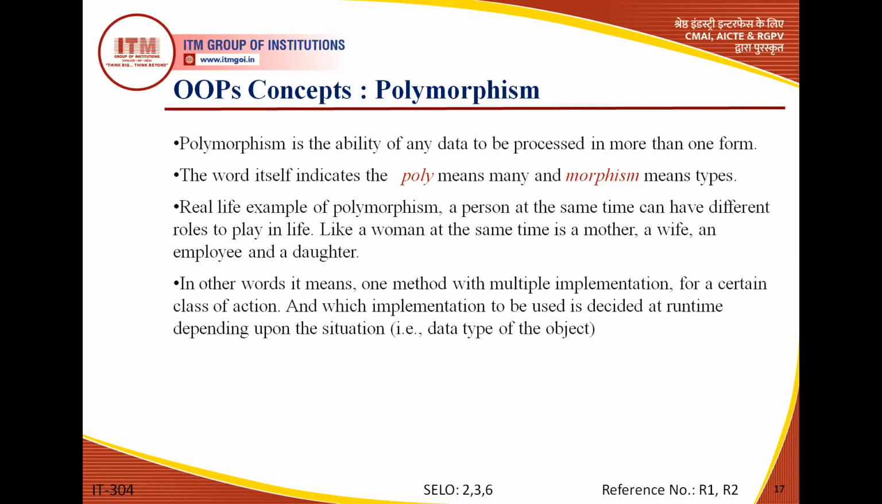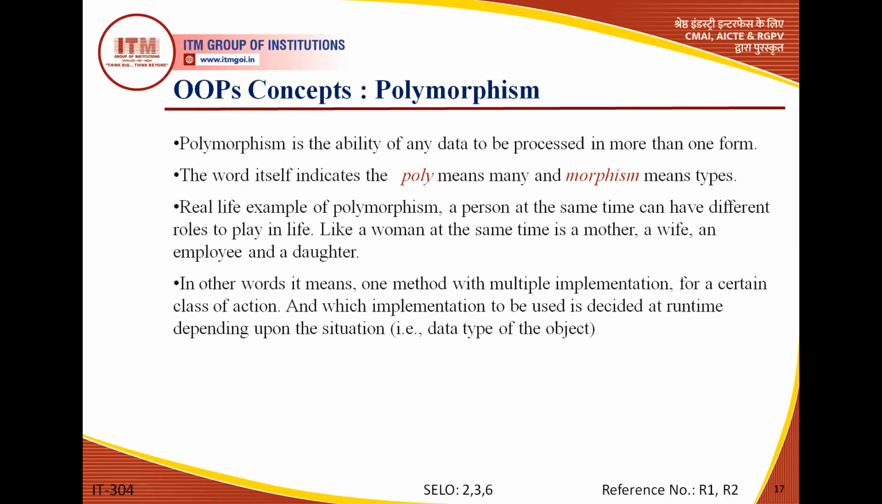You can take the real life example of polymorphism as the name of a person who at the same time can have different roles to play. I am putting myself as an example. I myself, as a woman, am playing different roles. I'm a mother, I'm a wife, I'm an employee, and simultaneously I am doing a task as a daughter also. I'm paying my duty as a daughter also.